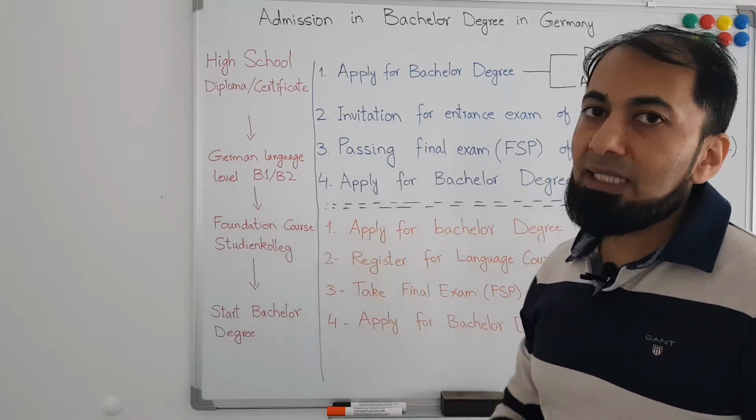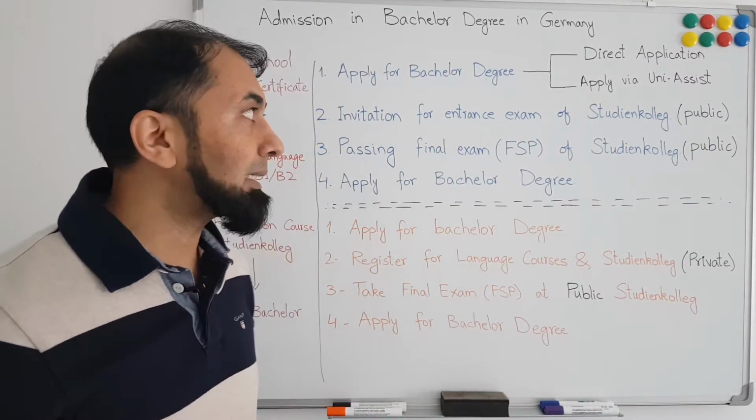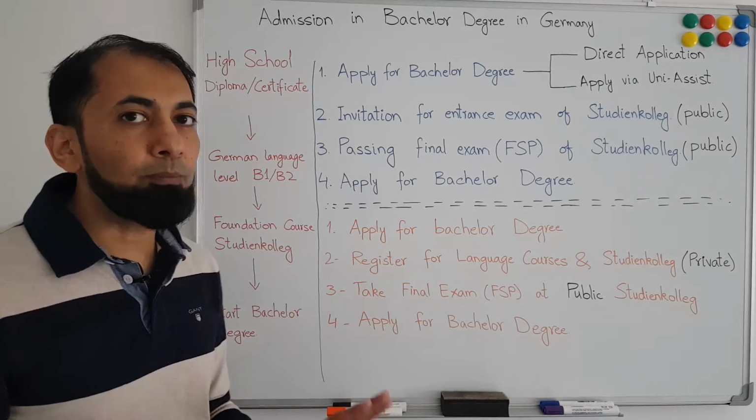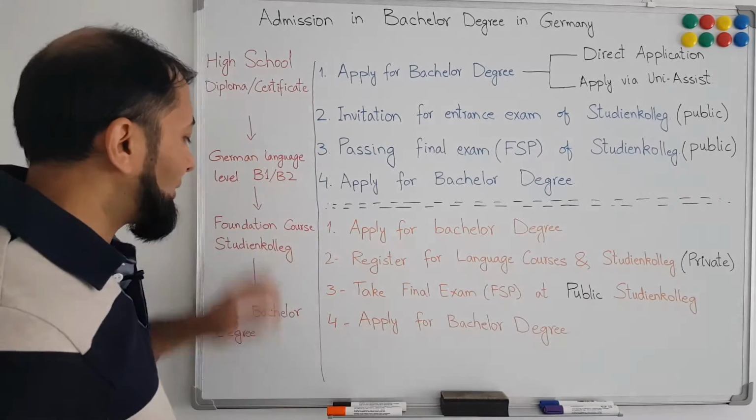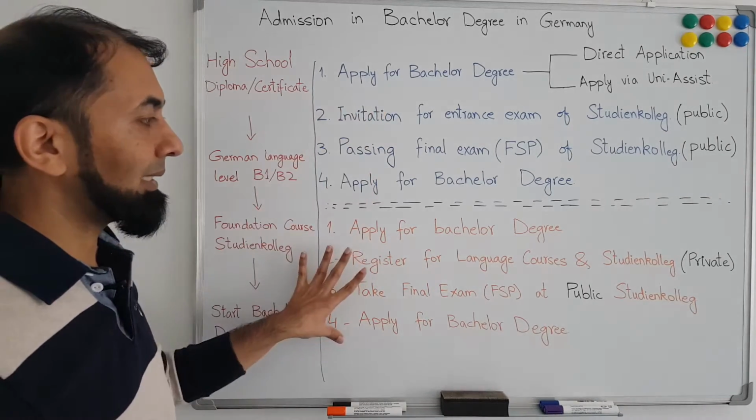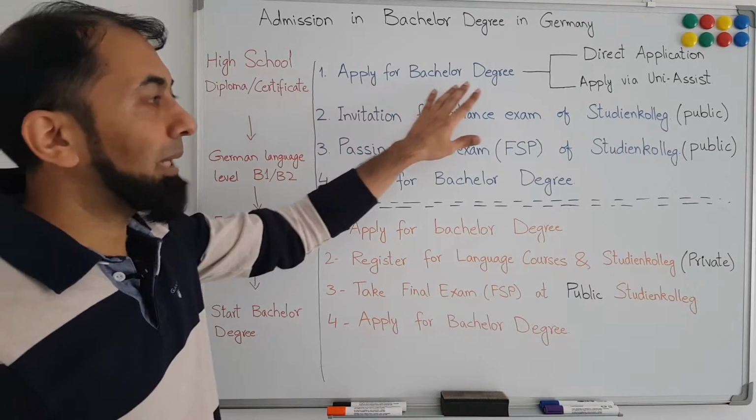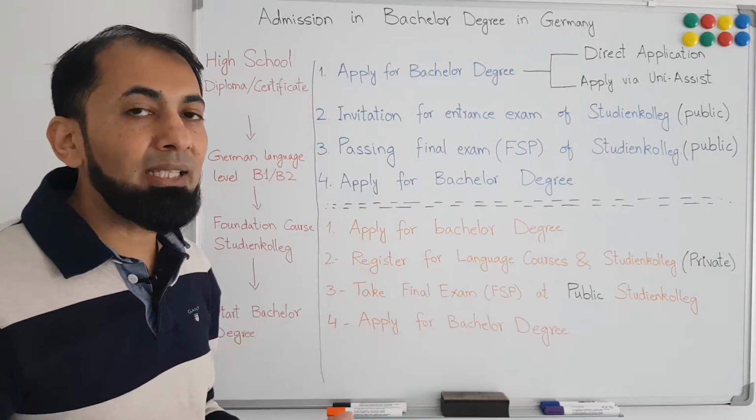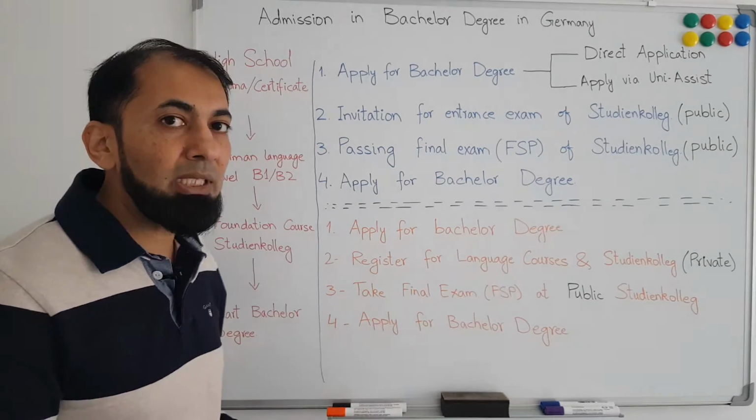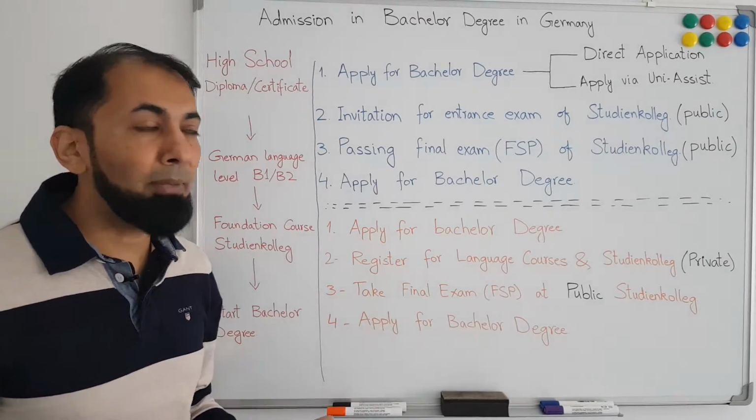Now this looks very simple, but it has a lot of complications. There are a lot of ifs and buts in that, and we will see what the two possible options are to achieve this target. The first option is listed here and the second option is listed here. The first step is to apply for a bachelor degree. So you have to select the bachelor course at a public university, and see what the application process is for applying to that bachelor degree.